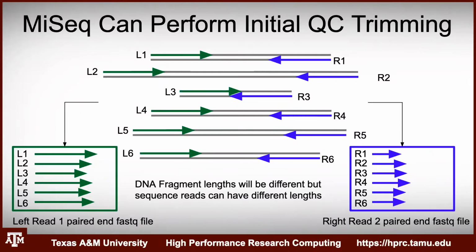The MiSeq can actually perform the initial QC trimming before you're given the data. In this case, you're going to have differences in read lengths between your left or forward reads and your reverse reads. Typically in MiSeq or any Illumina sequencing on the longer side, so 150 and above, you're going to start to see a major drop in quality on the reverse reads. Those are going to be much shorter, and that's completely normal.